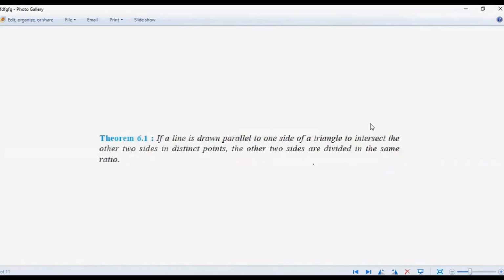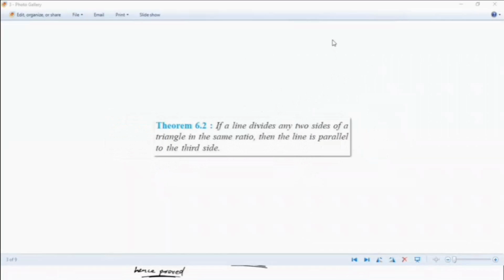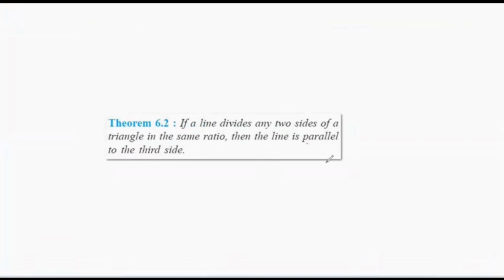This is called the basic proportionality theorem. Today we will discuss the reverse of the basic proportionality theorem. The theorem says: if a line divides any two sides of a triangle in the same ratio, then the line is parallel to the third side. In the basic proportionality theorem, it starts from the parallel condition, then the ratios are the same. Here the ratios are the same, then the line drawn is parallel to the third side.